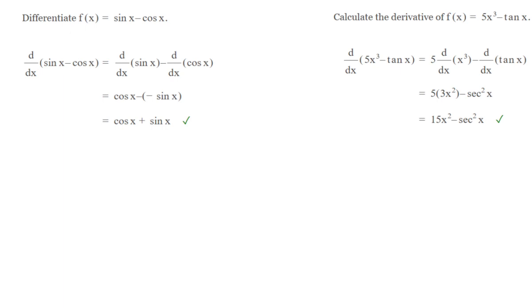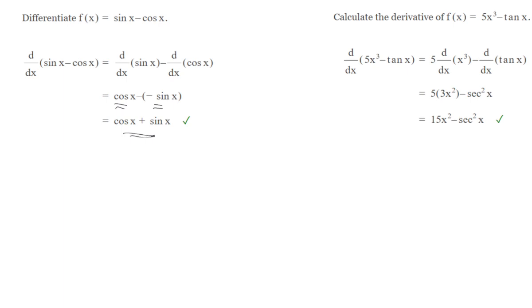Next question, differentiate f of x is equal to sin x minus cos x. So that is equal to d by dx of sin x minus d by dx of cos x. That is equal to cos x. So derivative of sin x is cos x. Derivative of cos x is minus sin x. So final answer is cos x plus sin x.